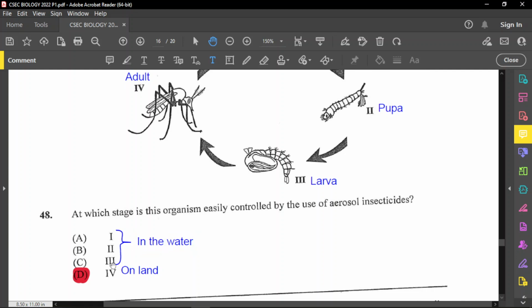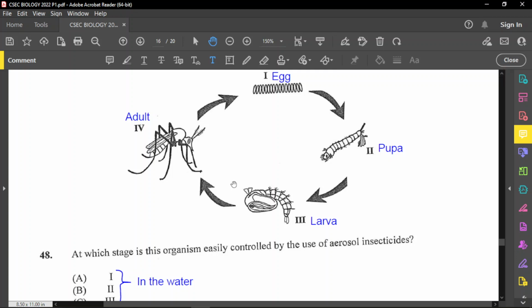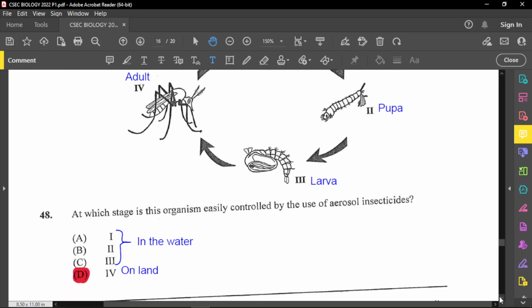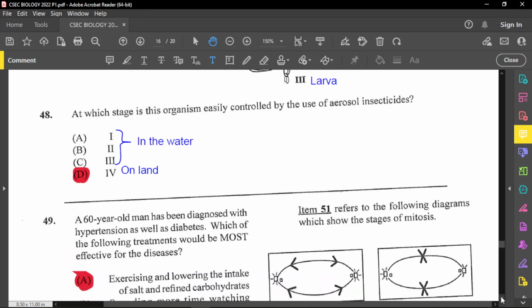And so if you notice here, 1, 2, and 3, they are found in the water, so you cannot use aerosol to kill those. But the adult mosquito, that will be in the air because they're flying, or you find them on land or in the air, so definitely aerosol will destroy those easier.